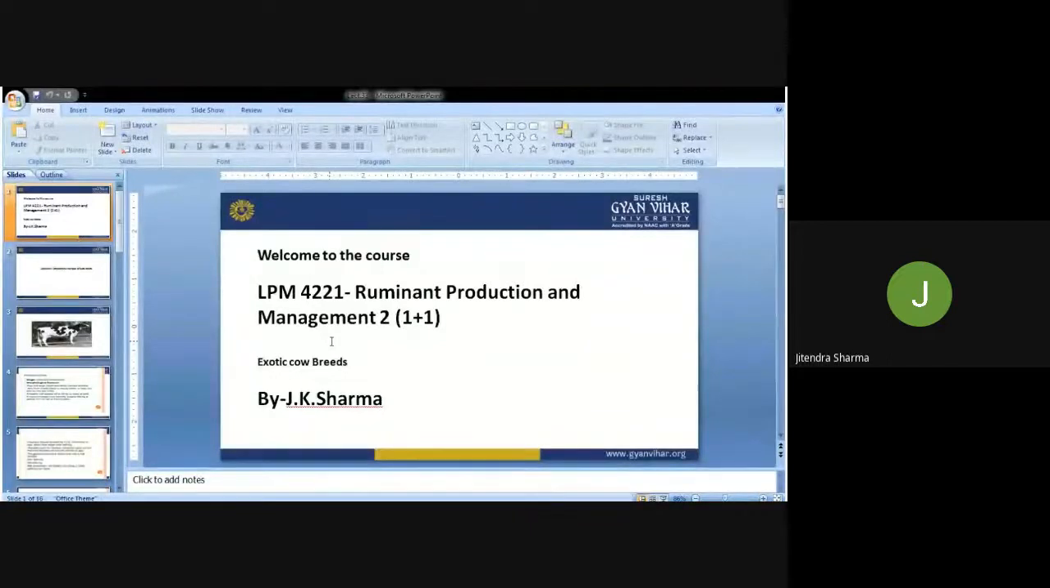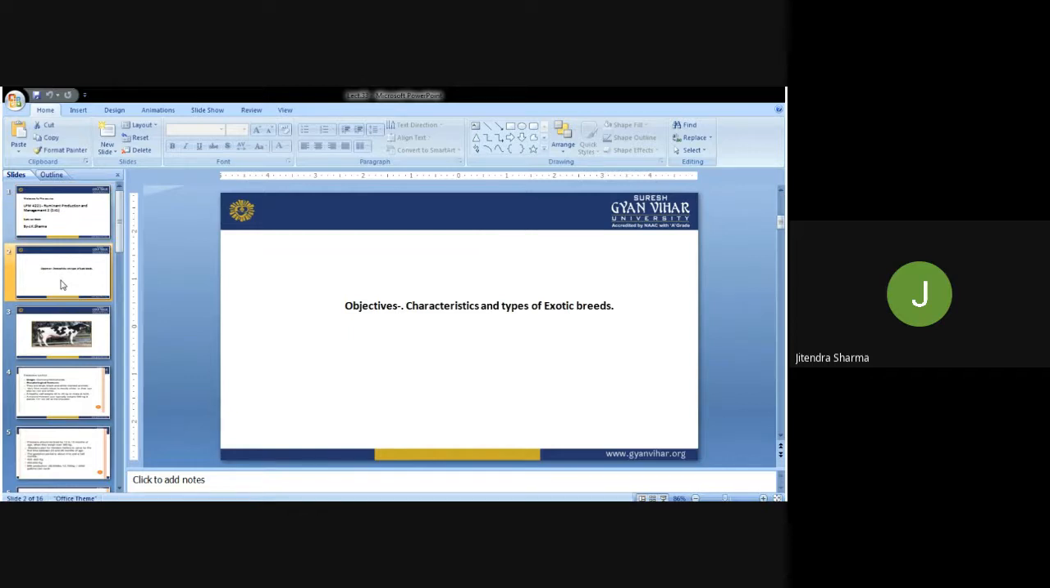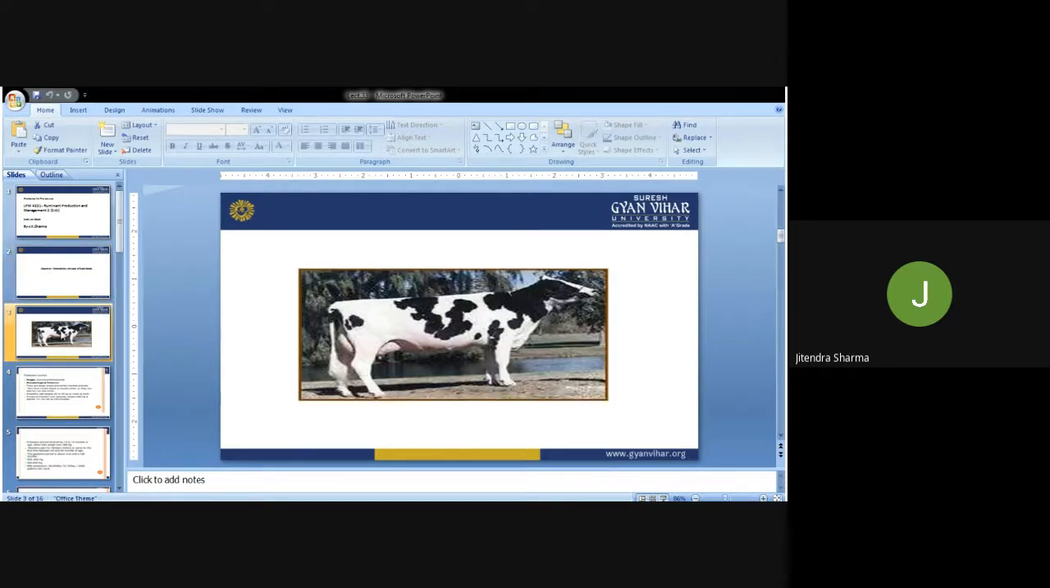So under this course of ruminant production and management, today we have decided to discuss the exotic cow breeds. And the objectives are very clear. We will learn about the characteristics of these breeds, what types of breeds and how many breeds of exotic nature are available in the country. So we will start with the first, the picture here in front of you on the screen, the Holstein Friesian.